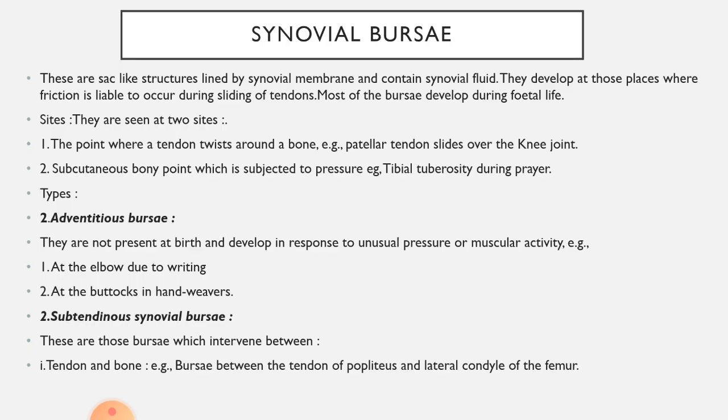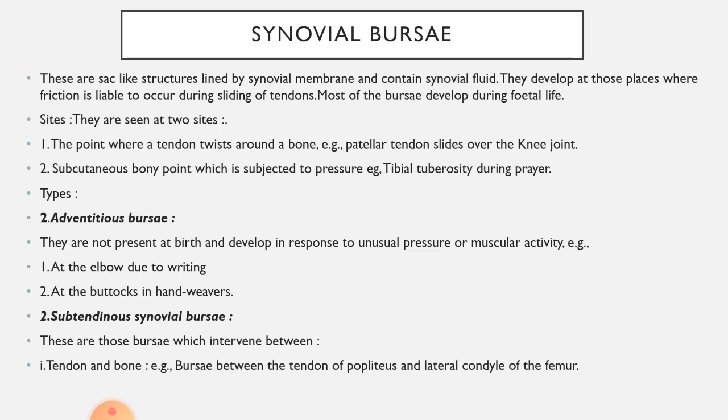The next structure is the synovial bursa, and we have previously discussed it. We know that this is a sac which contains synovial fluid and prevents friction in joint movement. So these are sac-like structures lined by synovial membrane and contain synovial fluid. They develop at those places where friction is liable to occur during the sliding of the tendons.